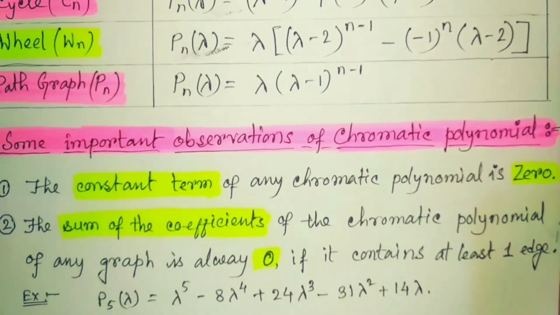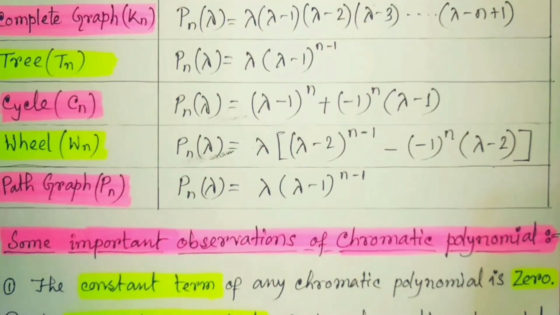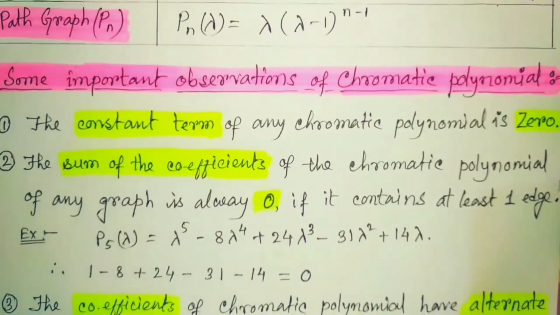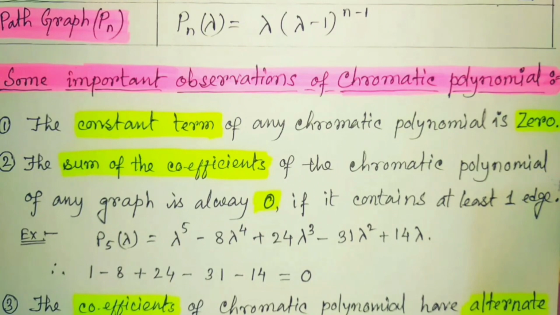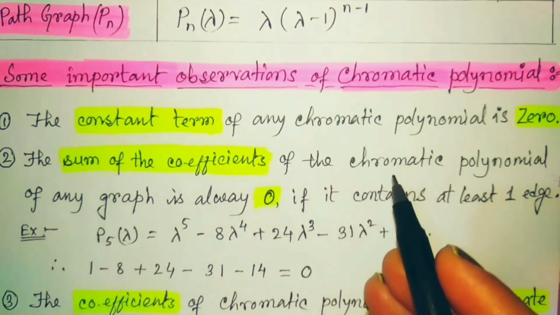Now some important observations of the chromatic polynomial. Just let me tell you that how to find all these chromatic polynomials, I will discuss in my next video lecture. Now, some important observations of the chromatic polynomial. The first observation is that the constant term of any chromatic polynomial is 0.